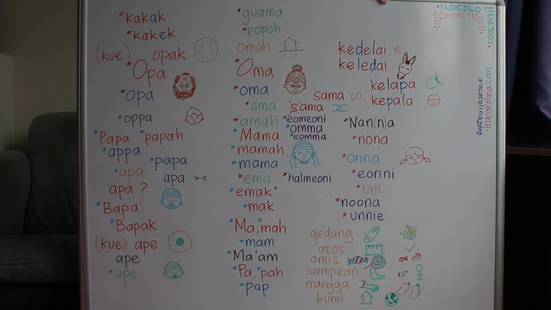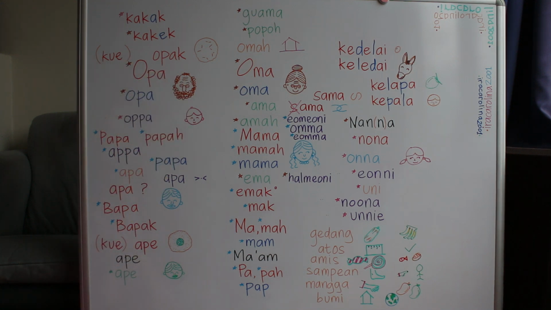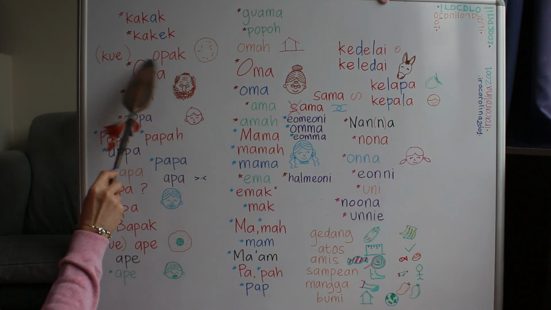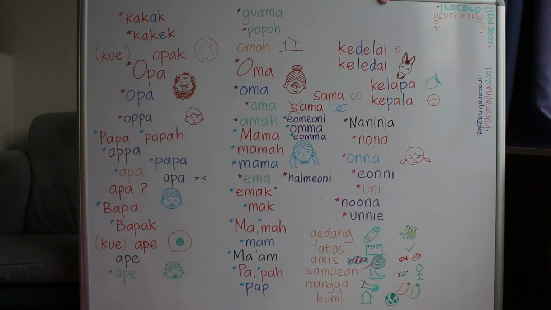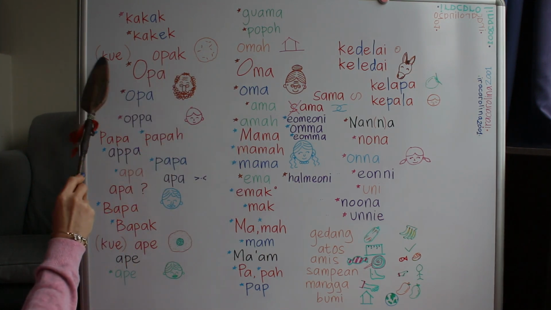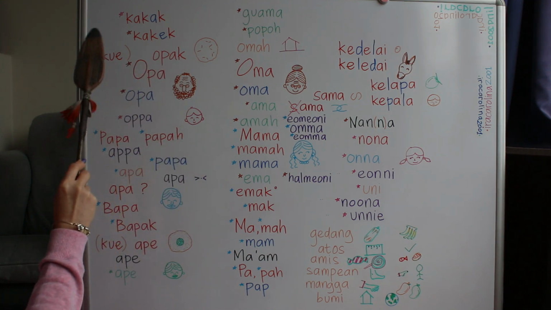In Indonesian language or Bahasa Indonesia, we also have opak or kue opak. Kue is cookie. Opak is the name of the cookie. Kue opak.